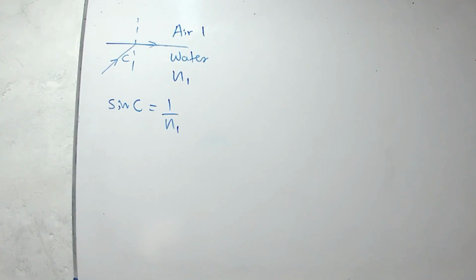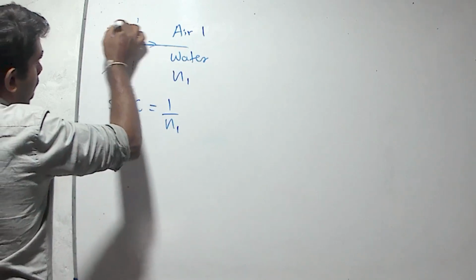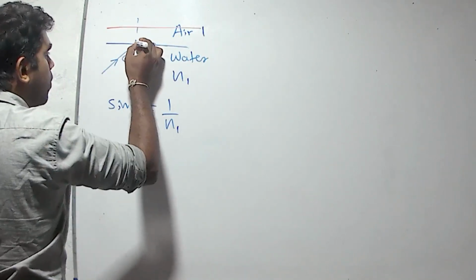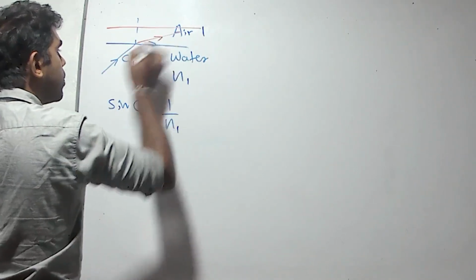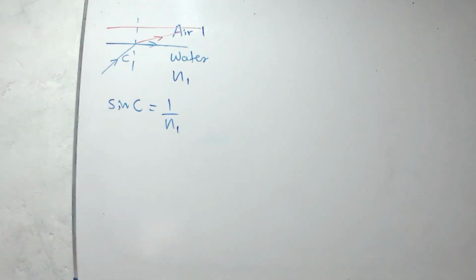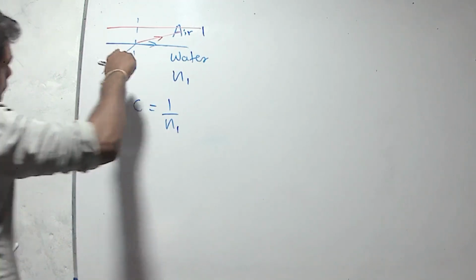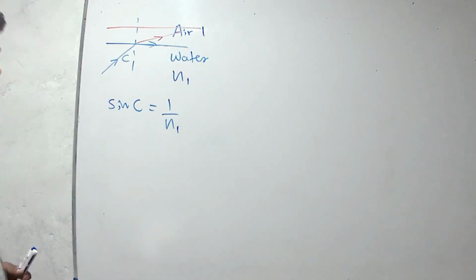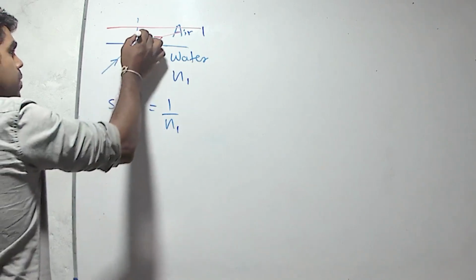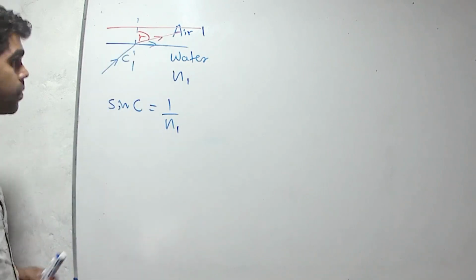Then for the second situation, there is an oil layer. Therefore, this ray is not the ray with the critical angle for the oil-water interface. Now we have to find the angle of refraction of the light ray in oil. It means we have to find this angle R.